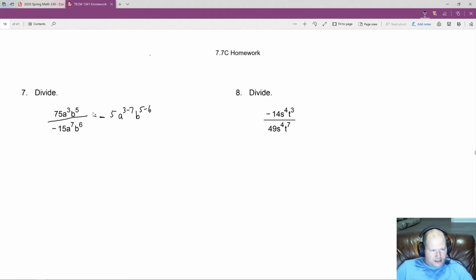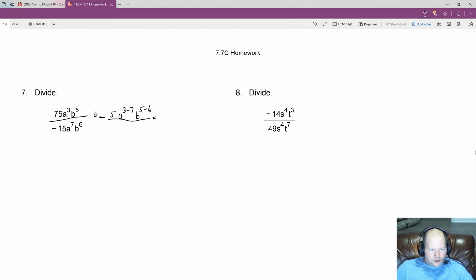Now, another way of looking at this is 3 of the a's on top will cancel out with 3 a's on the bottom, which will leave you 4 on the bottom. Another way of looking at the b's is we have 5 b's on top and we have 6 b's on the bottom. So 5 b's on top will cancel out with 5 b's on the bottom, leaving me 1 b on the bottom. But let's say we want to do it the long way. So we write it all out.